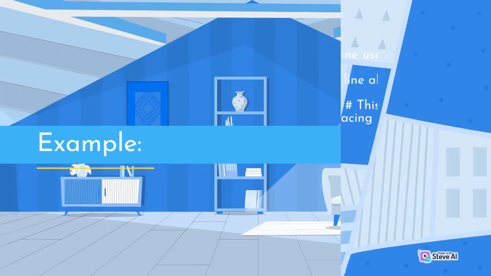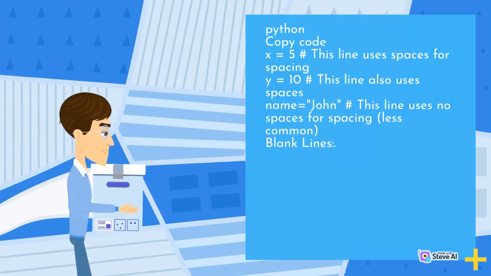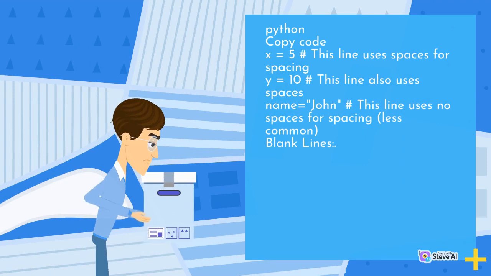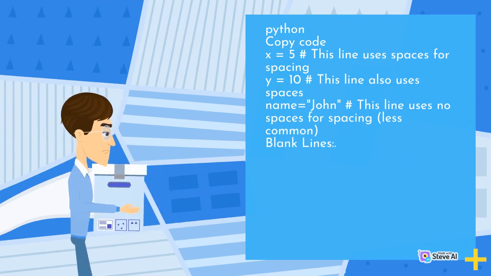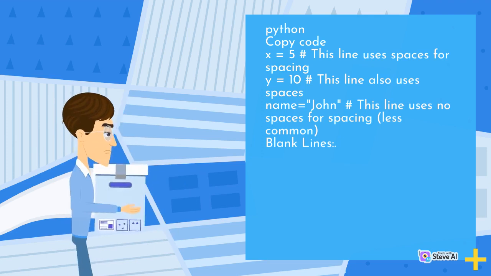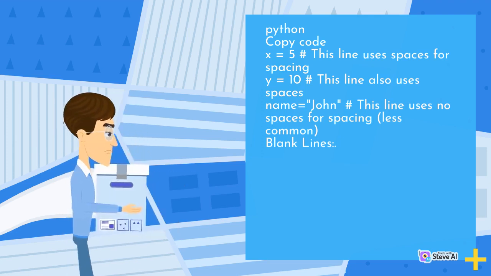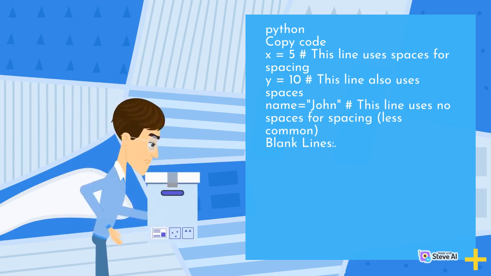Example: Python. Copy code. x = 5 # this line uses spaces for spacing. y = 10 # this line also uses spaces. name = "John" # this line uses no spaces for spacing, less common.